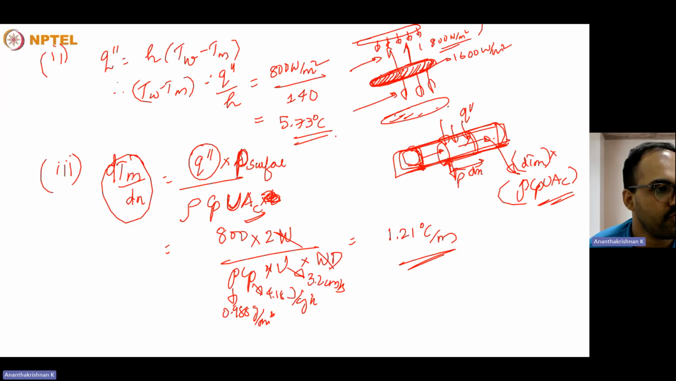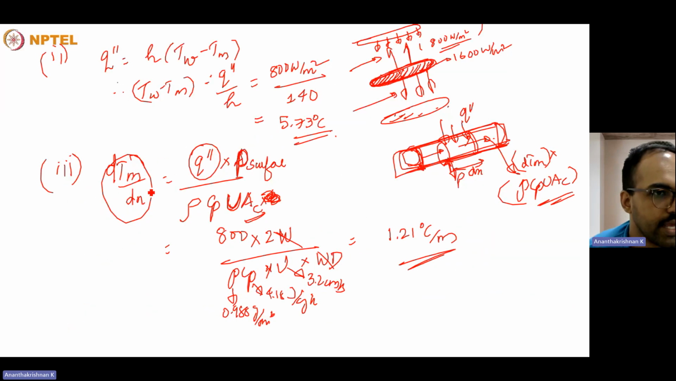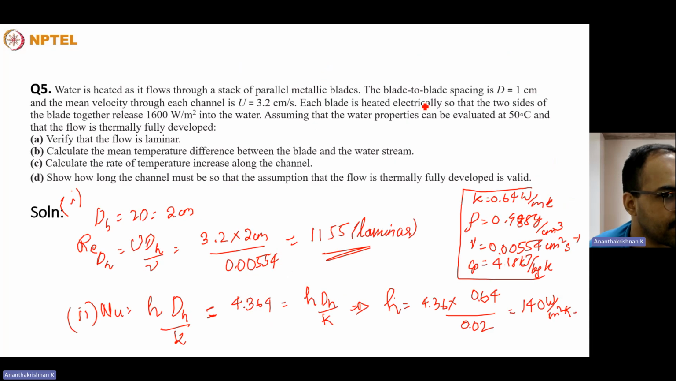So that solves this problem, which is slightly confusing as such, where we have taken the heat flux. 1600 watt per meter squared is released from both sides of the blade. So if you assume a constant area of the blade, then from one side 800 watt per meter squared will be delivered to the water, and based on that we have calculated. If you assume it to be 1600, the actual values might differ as well.